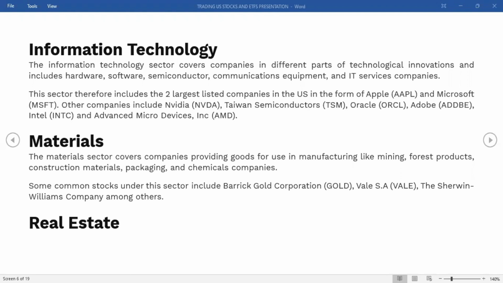Okay, let's go to the material sector. The material sector covers companies providing goods for use in manufacturing, like mining, forest products, construction materials, packaging, and chemical companies. A good example under this sector would be Barrick Gold, Vale, and Sherwin-Williams. Let's go to the real estate sector.